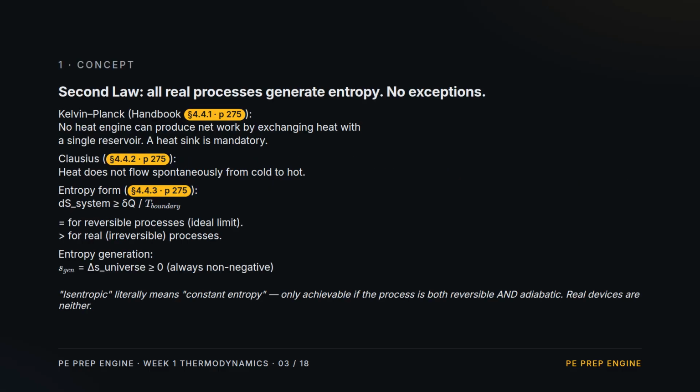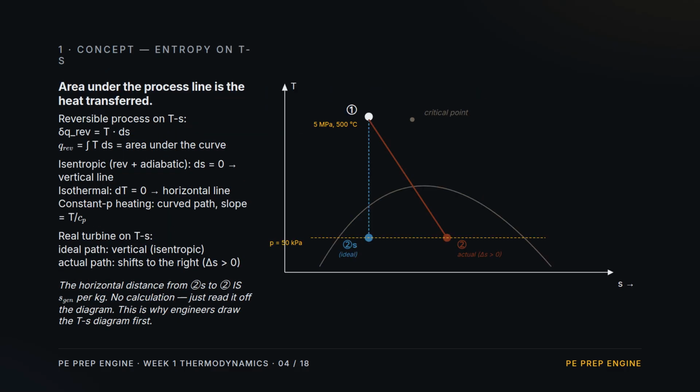The second law has 3 equivalent forms. Kelvin, Planck: no heat engine runs on a single reservoir. You need a sink. Clausius: heat doesn't spontaneously flow cold to hot. The entropy form, ds is at least delta Q over the boundary temperature, quantifies it. Equality for reversible processes, inequality for real ones. Entropy generation is always non-negative. 0 is the ideal limit. Every real process is worse.